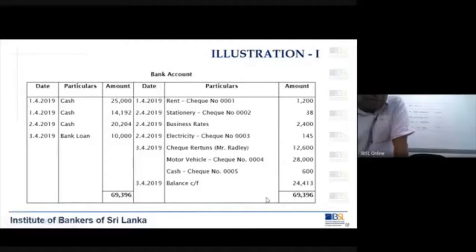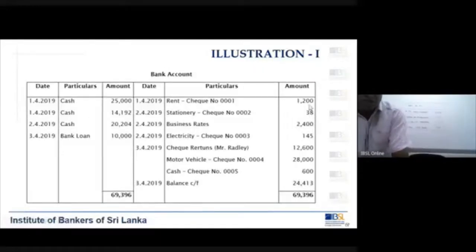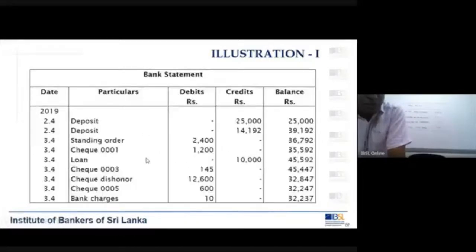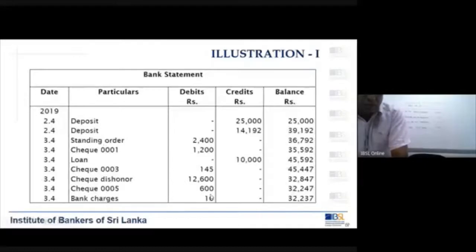Then on this side, 1,200 marked. Sorry, 38 was not marked. Stationery, check number 0002. Okay, 38 is not marked. 2,400 was marked. 145 was marked. 12,600 was marked. 28,000 motor vehicle, check number 004. Check number 004 was missing. So again, that was not marked. Then the last one, cash check 600, which was marked.